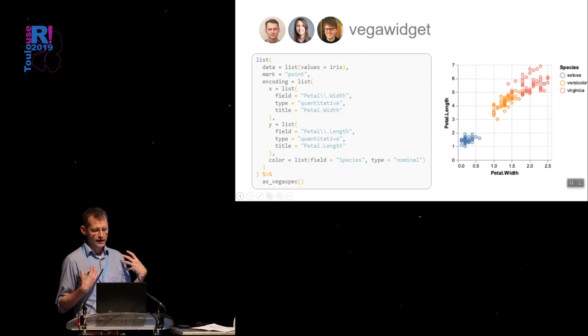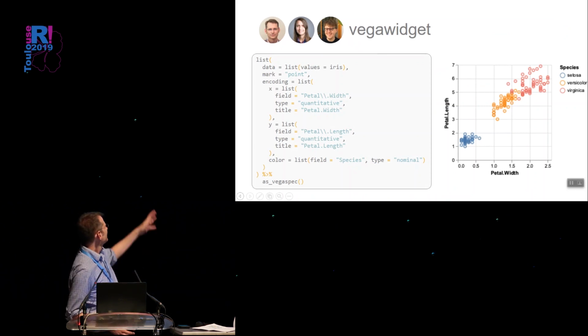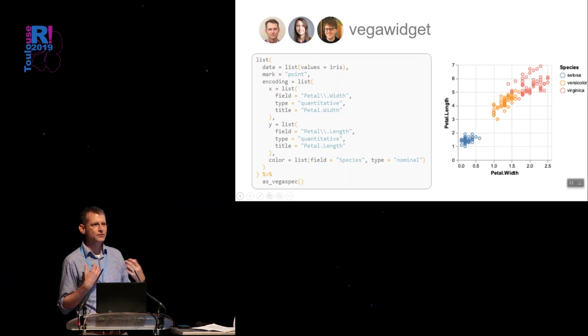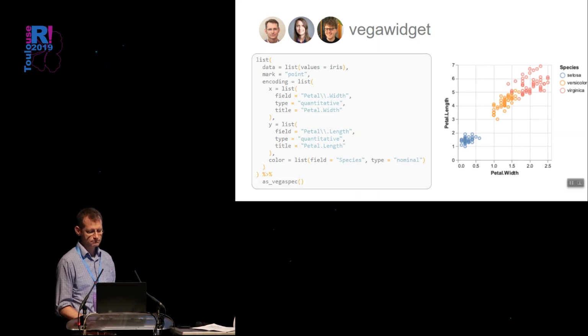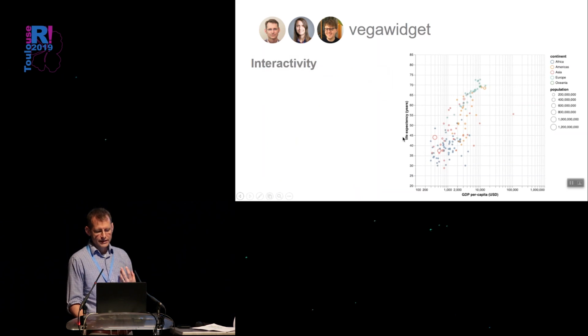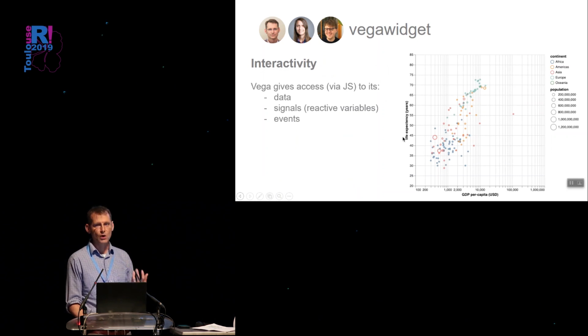And if you're using Vegawidget, at least we have a list to use here, but it's not that much more friendly than the JSON that we just saw. But one thing that it does provide to us is interactivity. Vega, through its JavaScript API, allows us to swap out data. It allows us to work with signals, which we could think of in the Shiny world as reactive variables, and events.